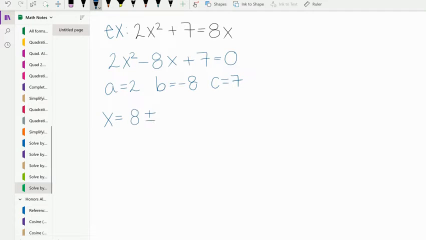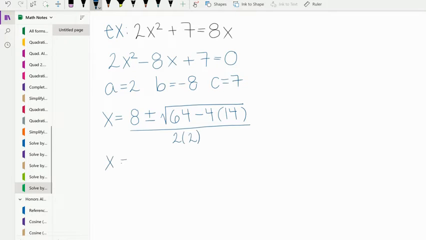Then we have the plus or minus the square root of b squared. So that would be -8 squared, which is 64, minus 4. This time I'm going to combine things as I go. So then it's -4, and then you multiply A and C. A is 2 and C is 7, so that would be 14. And this is all over 2 times A, so 2 times 2.